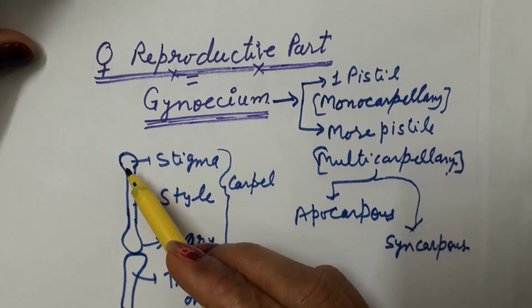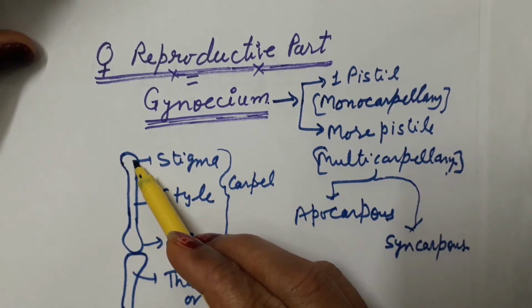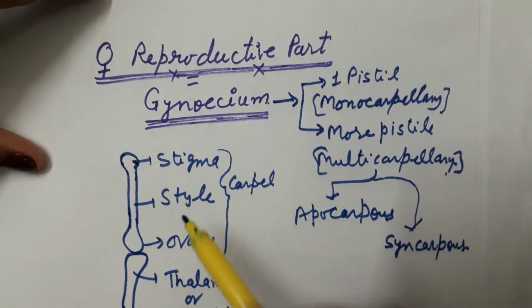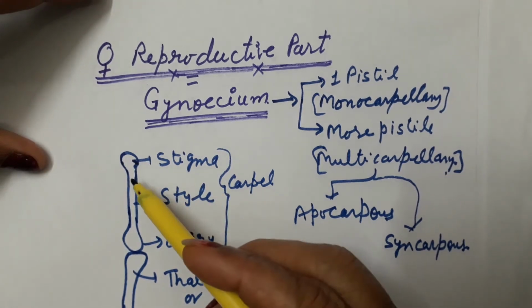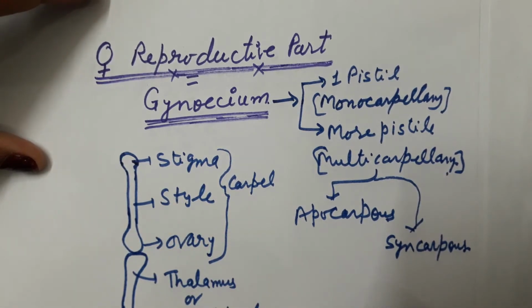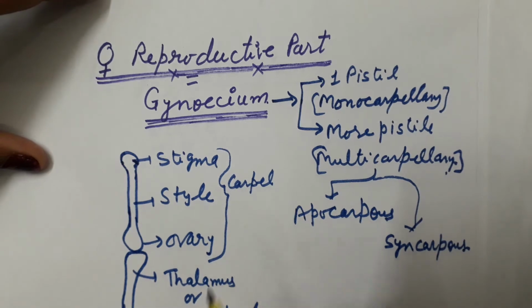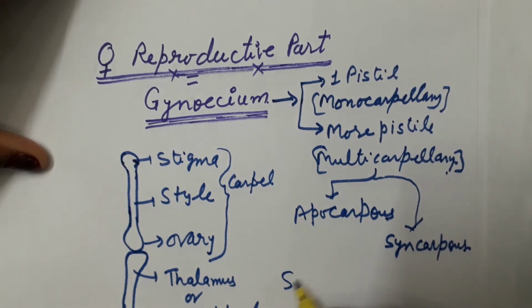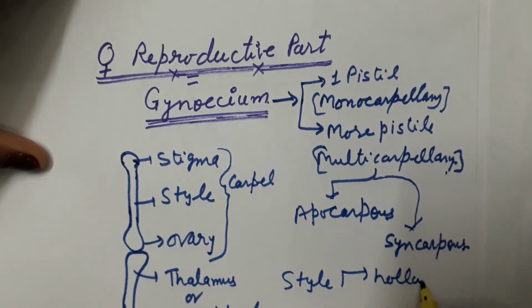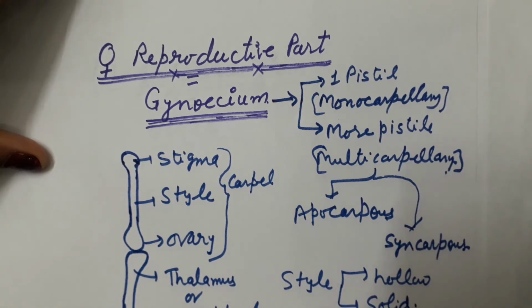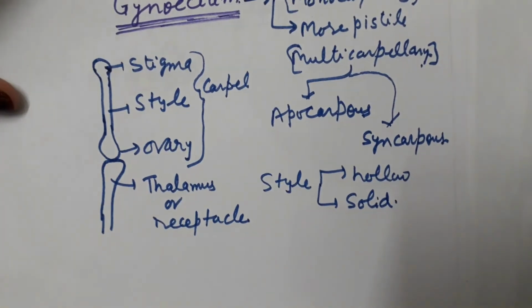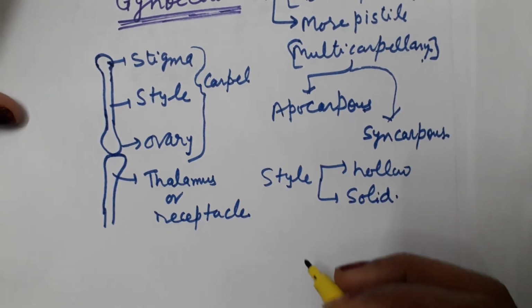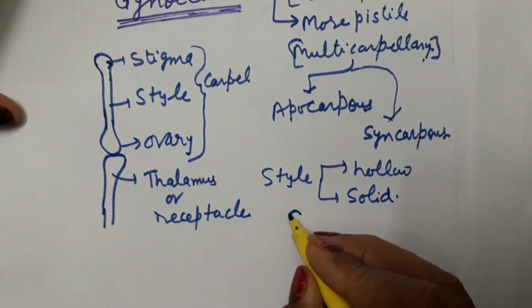Stigma is the topmost part of the carpel on which the pollen grains land. Style is the middle cylindrical portion. Style may be hollow or solid. If the style is hollow, the structure is like this.